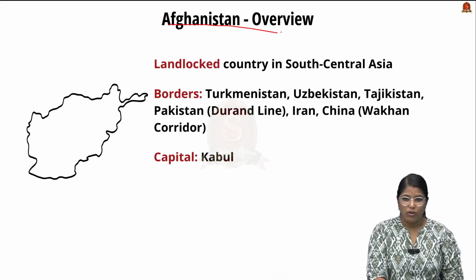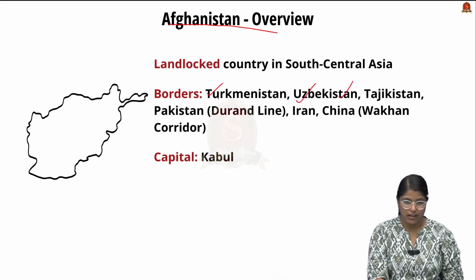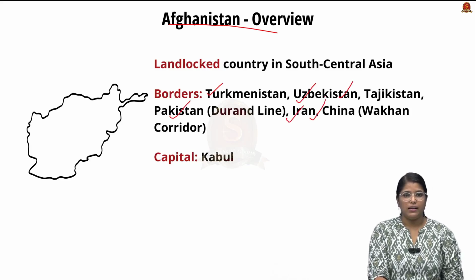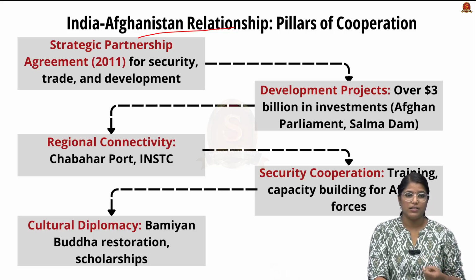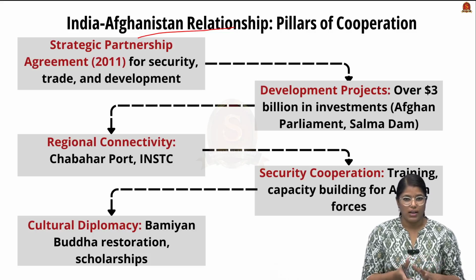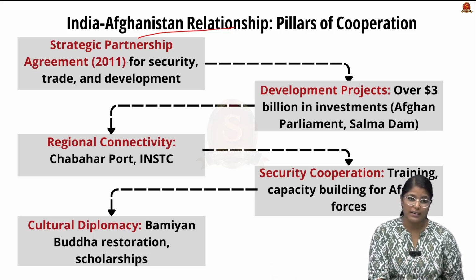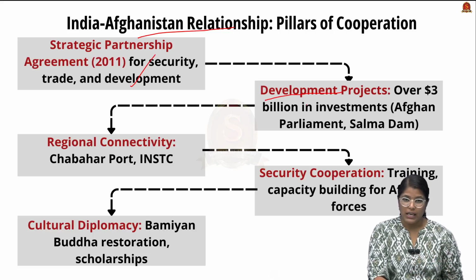So with this, let us start where actually Afghanistan is located. It is actually a landlocked country in South Central Asia, and it has borders with Turkmenistan, Uzbekistan, Tajikistan, and Pakistan, Iran, and China. So the capital of Afghanistan is Kabul. Talking about India and Afghanistan relationship, India and Afghanistan have already signed a strategic partnership agreement in 2011, for which they will be sharing all the knowledge reserves among themselves for security, trade, as well as development. And we have invested a lot of money into Afghanistan.